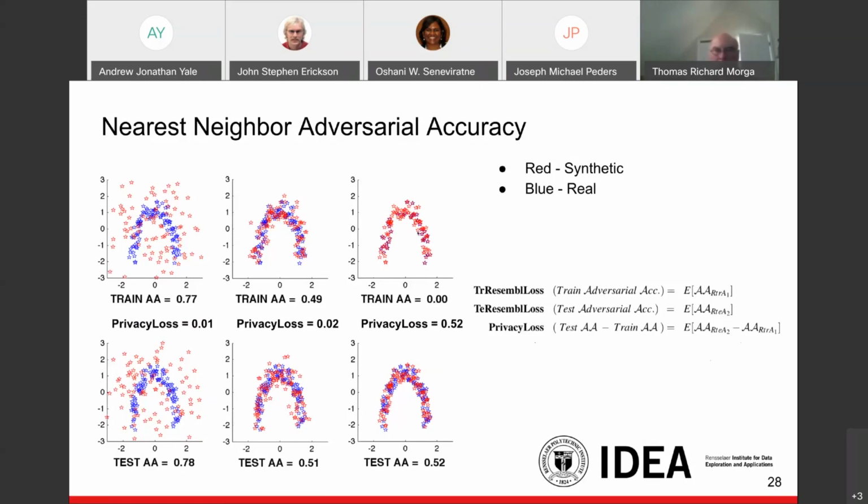And then over here, we have an overfit model, almost exactly the training data. We get a training adversarial accuracy of 0.0, which shows that we're overfitting too much. And 0.52 on the test adversarial accuracy, which makes sense because the test and the train should be indistinguishable. So our privacy loss is poor.